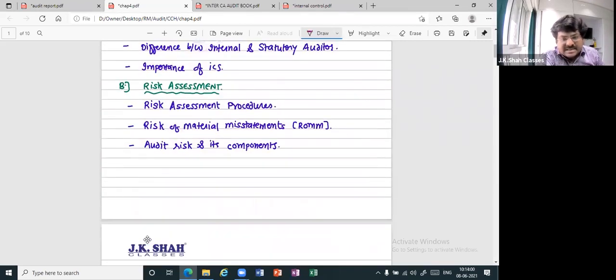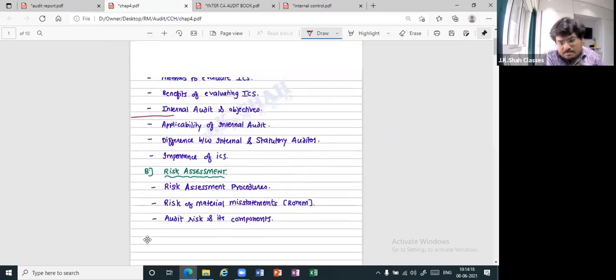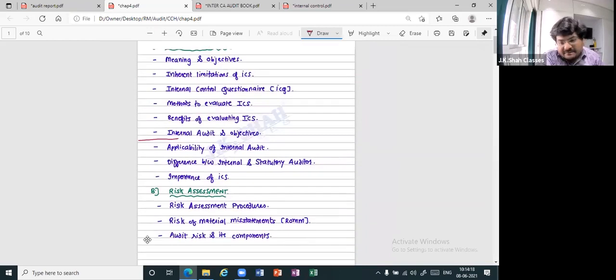As far as risk assessment is concerned, this is what is covered there. Risk assessment procedures, risk of material misstatement. This we have heard many number of times, ROMM. So now the definition of ROMM will come finally. And lastly, audit risk and its components. So this is nothing but the scope of the chapter. This is what we have to do.